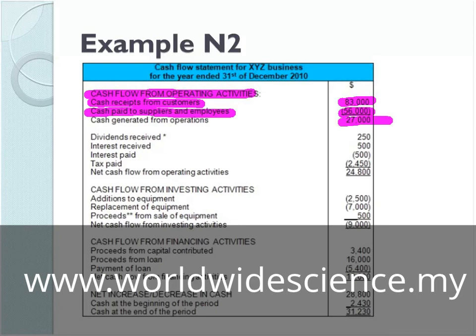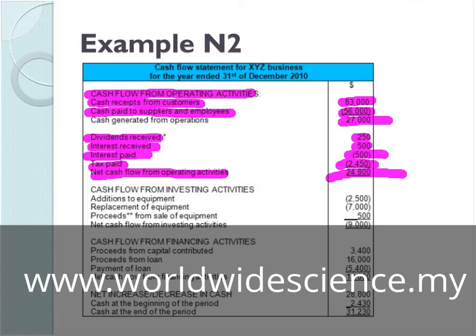Okay, let's move to the next one, dividends received. We received some money, positive 250, cash in. Interest received, 500, cash in. Interest paid, we paid, that means cash out, minus 500. Tax paid, the cash goes out, 2,450. And net cash flow from operating activities is 24,800. Okay, is this clear? Yes.